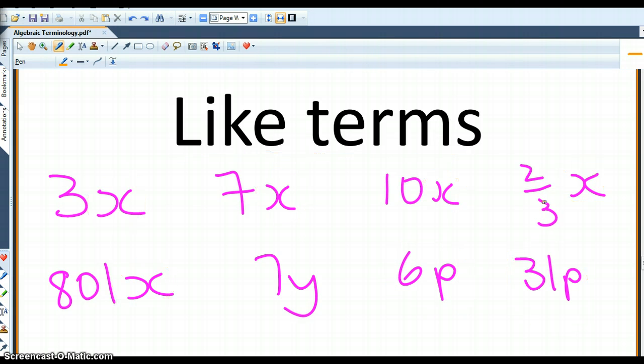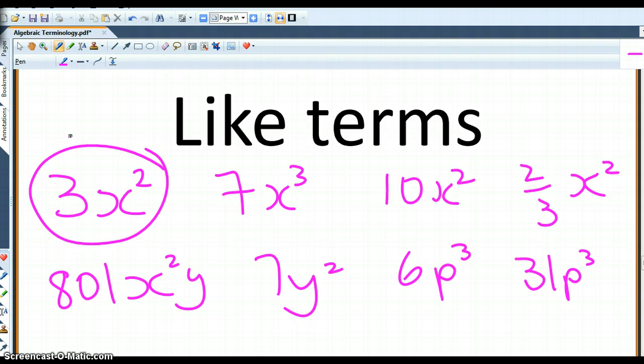Now I'm just going to change this a little bit by adding some stuff. I'm going to call that x squared, x cubed, x squared, x squared, x squared, y squared, p cubed, and p cubed. Okay, now which ones are like terms? Can you find me a like term for this? 10x squared, because they've both got the x squared in common. Okay.